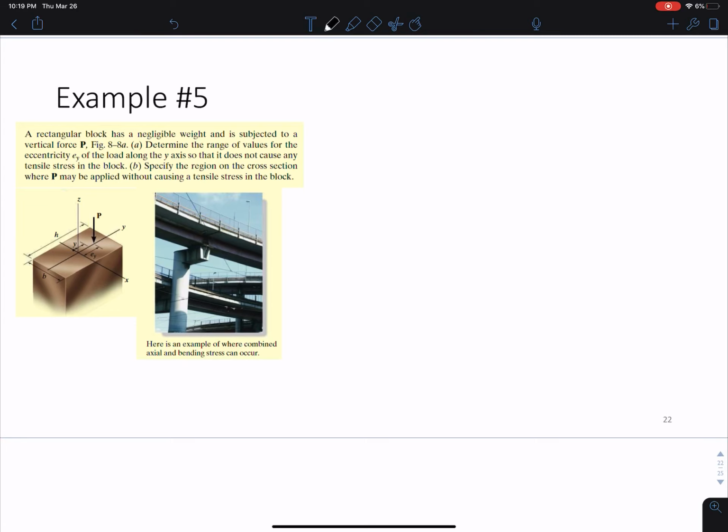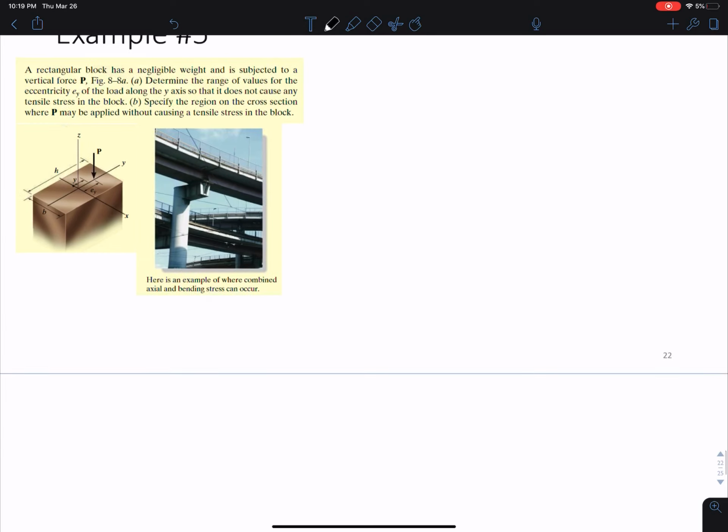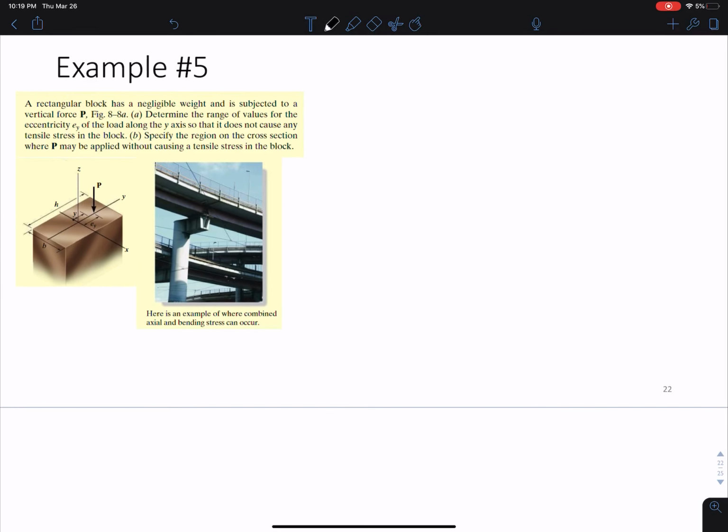Last example, number 5. So a rectangular block, let's see if I can finish this before my iPad does. Okay. A rectangular block has negligible weight and is subjected to a vertical force. Determine the range of values for the eccentricity EY of the load along the y-axis so that it does not cause any tensile stress in the block. So what this is asking for is, where can I put P on this block so that this block doesn't experience any tension, and specify the region on the cross section where P may be applied without causing a tensile stress in the block.